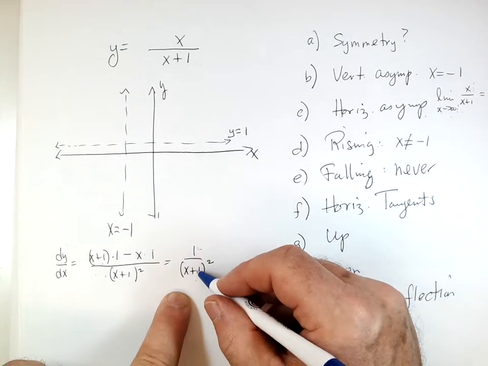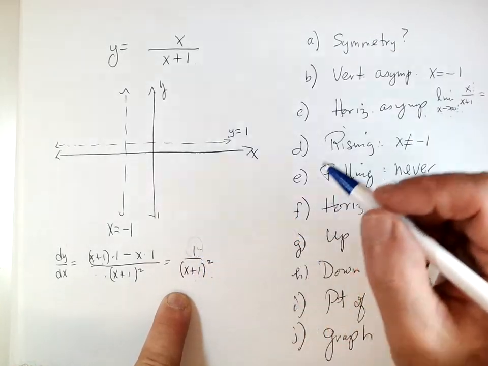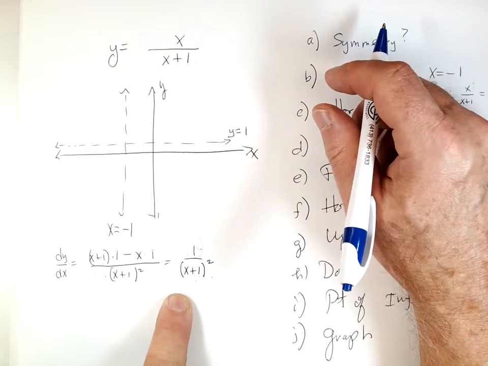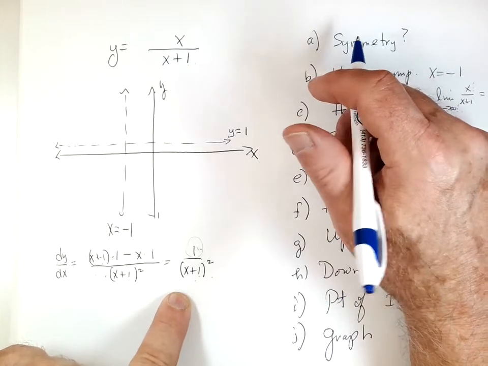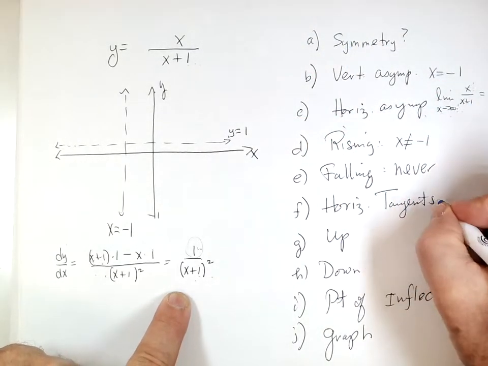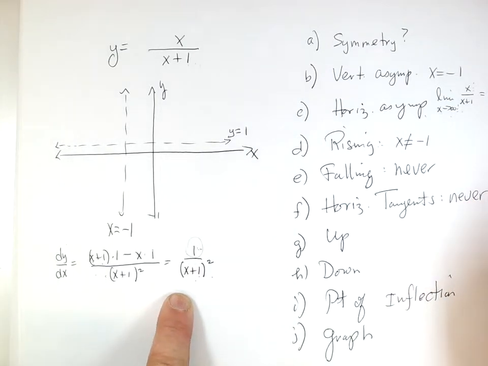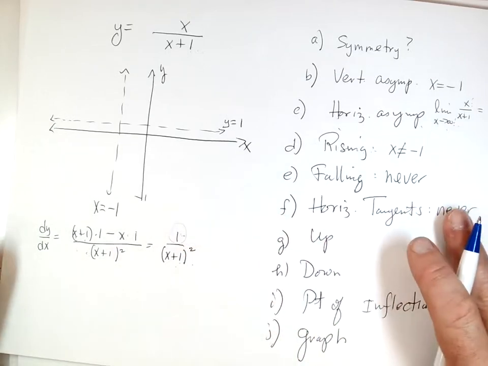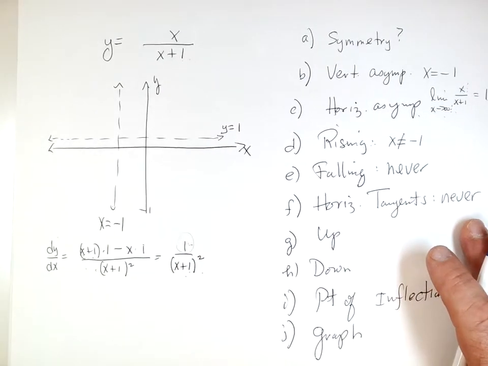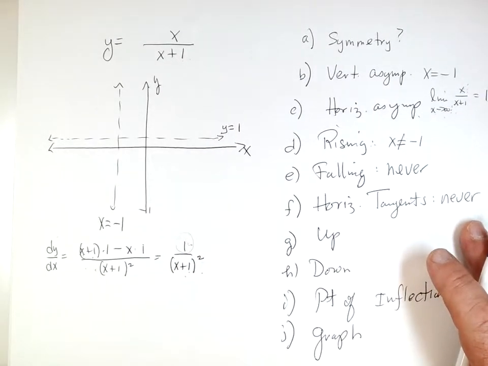Where do we have horizontal tangents? We have horizontal tangents where the numerator is equal to 0. 1 is not 0. We have horizontal tangents nowhere, never, no, none. No horizontal tangents here, because the numerator is not equal to 0. The only time a fraction can be equal to 0 is when its numerator is equal to 0, and that numerator is 1, never 0.